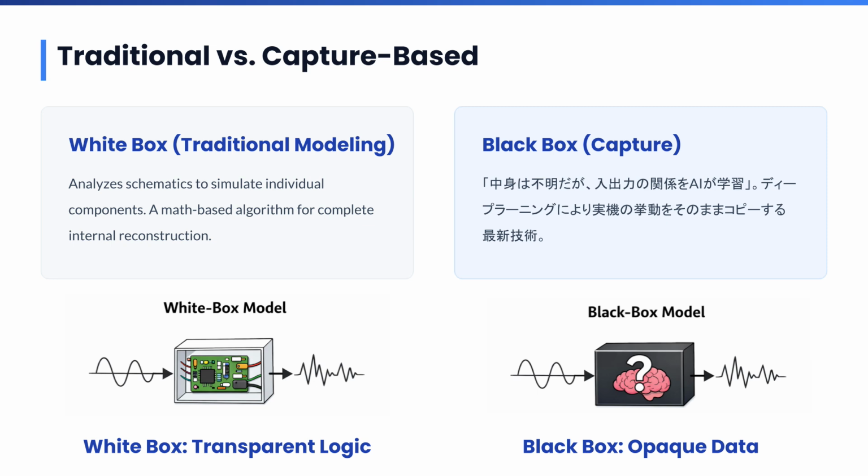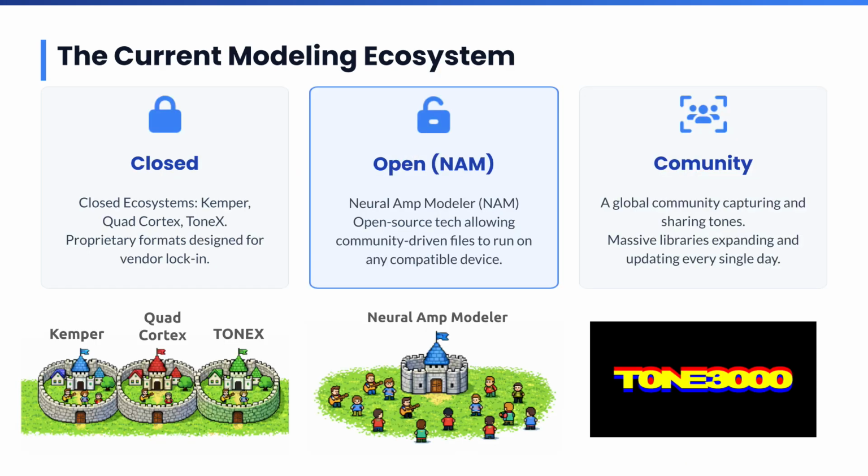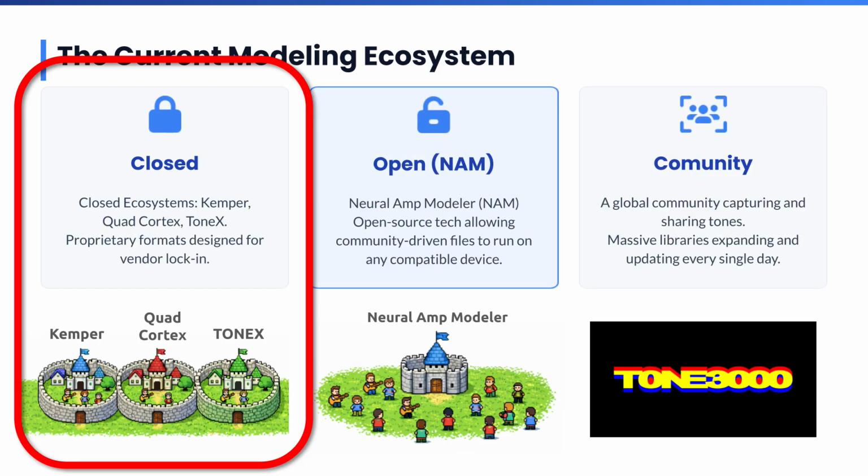Then came the AI revolution, black box algorithms. The computer doesn't care about the circuit. It just learns the relationship between input and output. This is what we call capturing. In the world of captures, we have closed ecosystems like Kemper, Cloud Cortex, and ToneX. Those libraries are locked. You cannot run a ToneX file on a different manufacturer's unit.